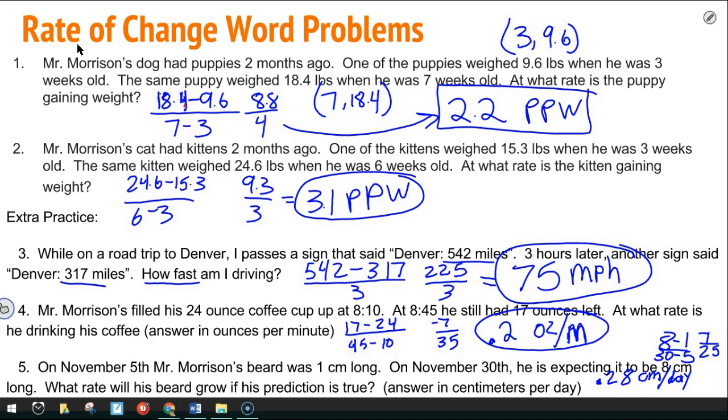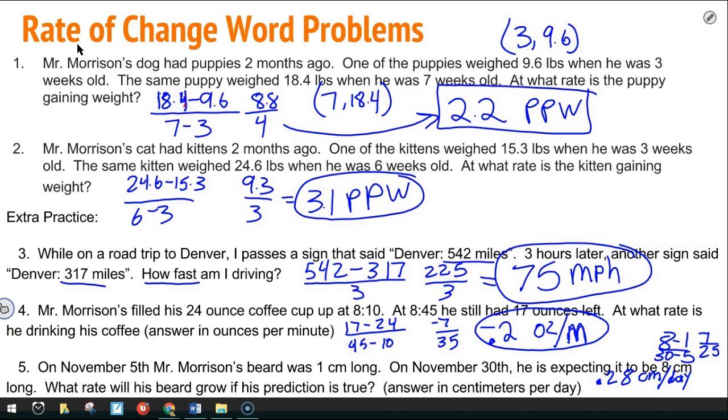Okay, number 2, we have 3.1 pounds per week for the kitten. Number 3, we already worked. Number 4, my coffee. 24 ounces at first. 35 minutes later, it's down to 17 ounces. So it went down 7 ounces in 35 minutes. That is negative 0.2 ounces per minute.